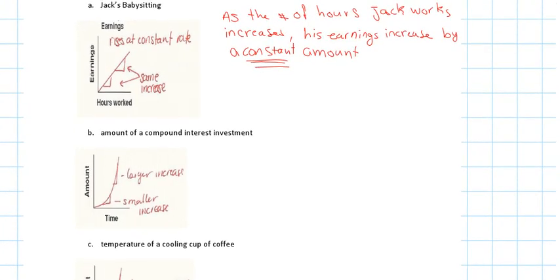Amount of a compound interest investment, right? So we see that the amount is on the y-axis and the time that you put that money in the bank for is on the x-axis. So it depends on how much you put it in, then your amount is going to depend on that.